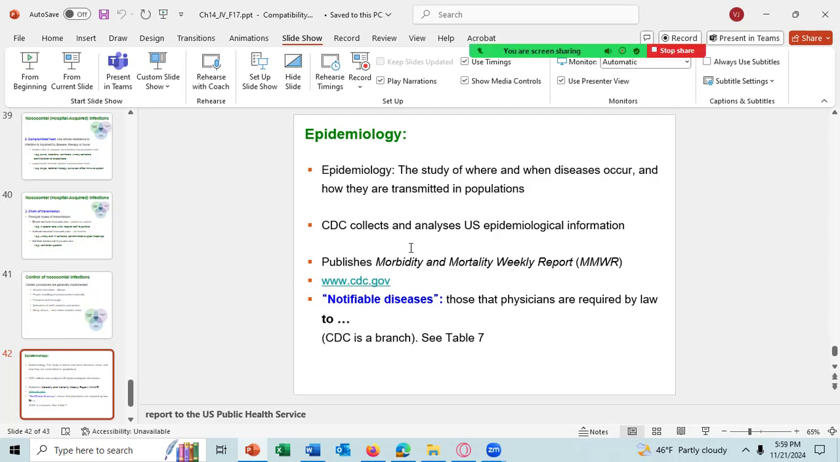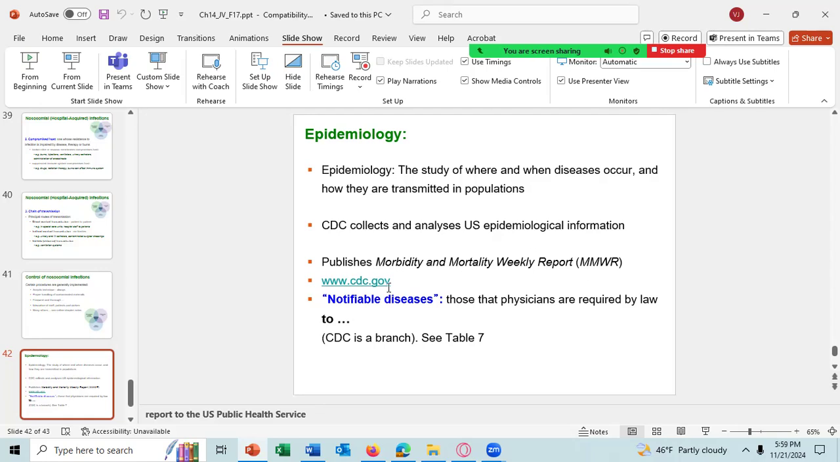They then collect it and then publish it weekly in the Morbidity and Mortality Weekly Report. Morbidity, incidence of disease and sickness; mortality, the incidence of deaths. And it's in a weekly report called the Morbidity and Mortality Weekly Report, or the MMWR.